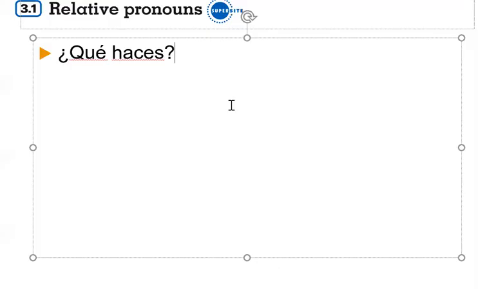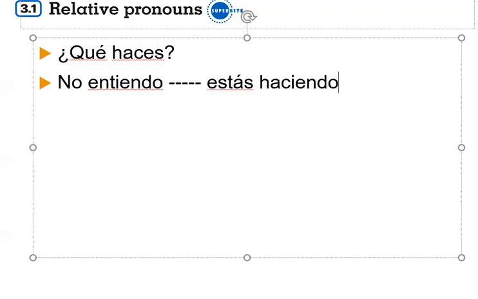Now, as I've already mentioned, lo que is a relative pronoun, and that usually means it's going to be somewhere in the middle of a sentence, linking two different clauses together. So I might say something like no entiendo, I don't understand, and then you're doing something, estás haciendo. I don't understand the thing that you're doing. So we've got two conjugated verbs. Here's our first clause, no entiendo, and our second clause, estás haciendo. I can link these two by using that phrase, lo que. I don't understand what you are doing.